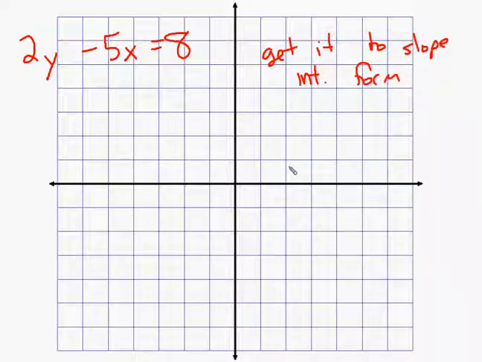Well, when I need to get it to slope-intercept form, I need to solve for y. Often we just solve for y. We're going to solve for y, get y alone. So this is like a literal equation from earlier in the year.